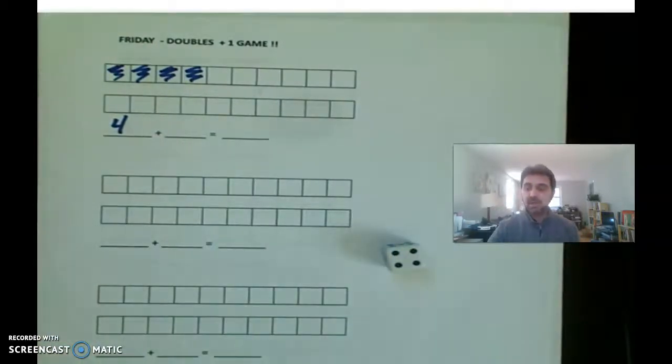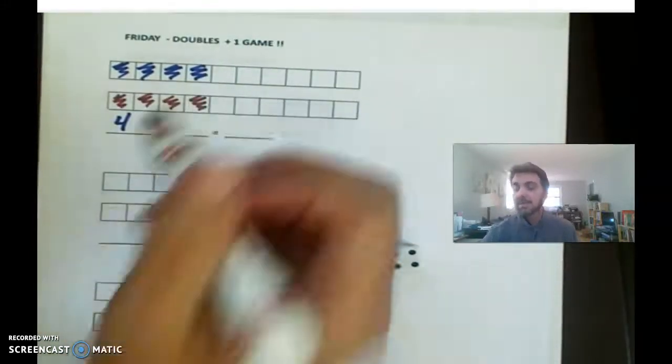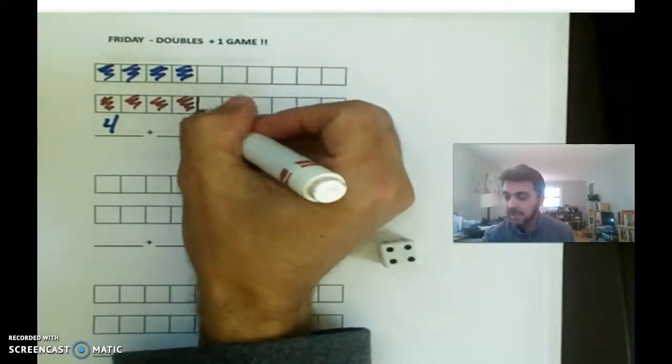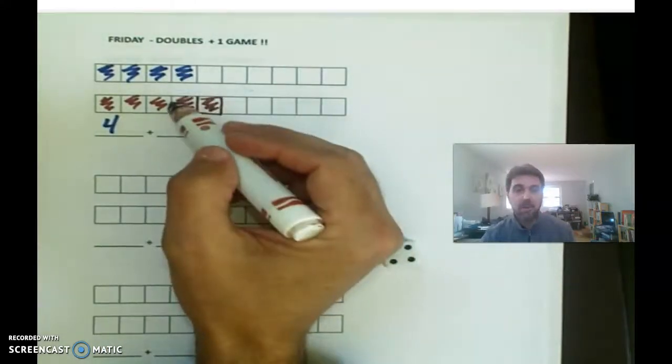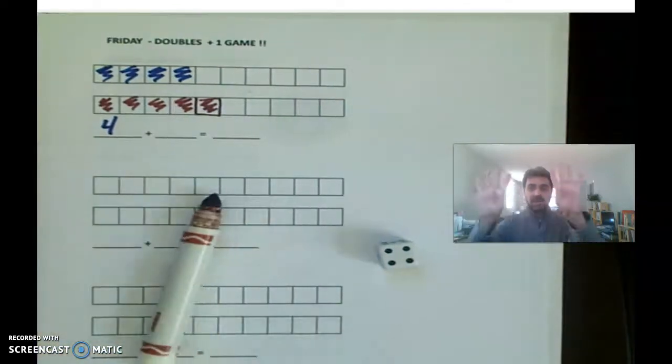If you have 2 different color markers, I like doing it that way. I can see it better. So I did 4 more plus 1 more. Okay, so this one right here, I'm going to do plus 1 more. So I've doubled the 4. And how much is that? 4 and 4 makes how much? You probably know that by now, right? That's 8. That's one of our doubles numbers, 8.